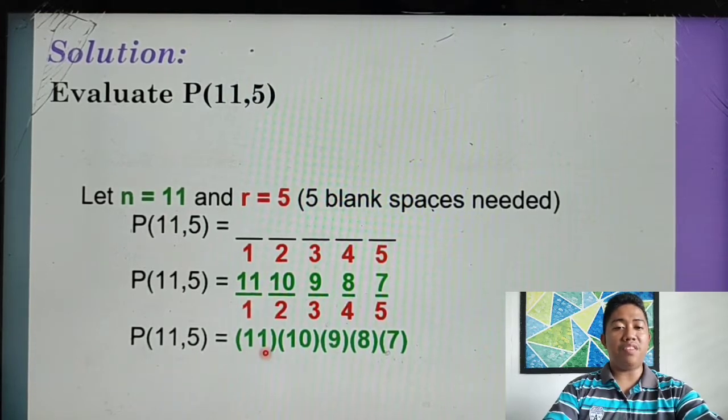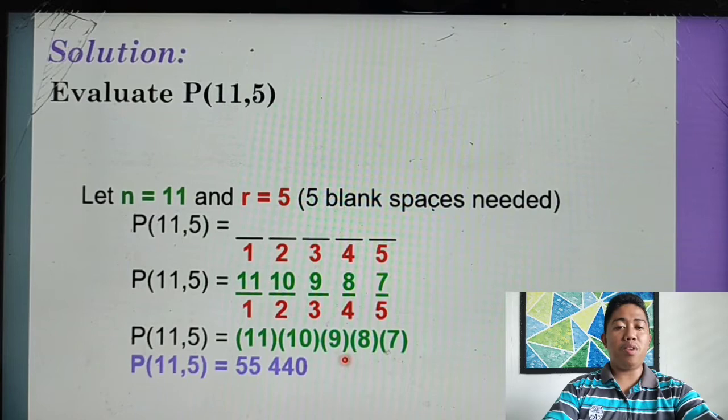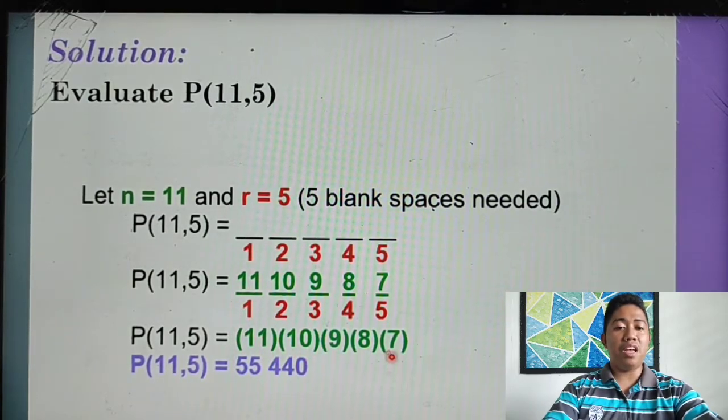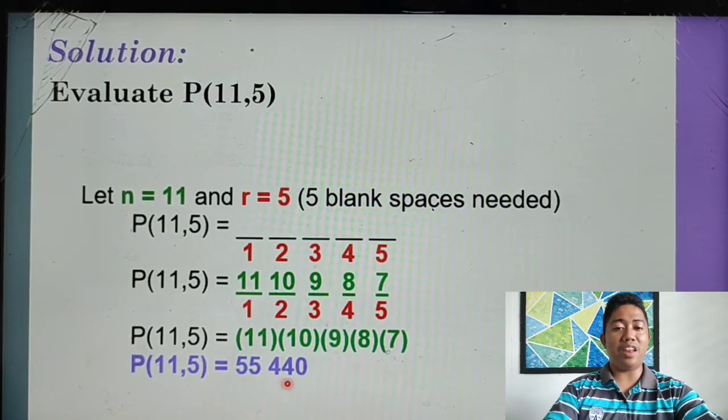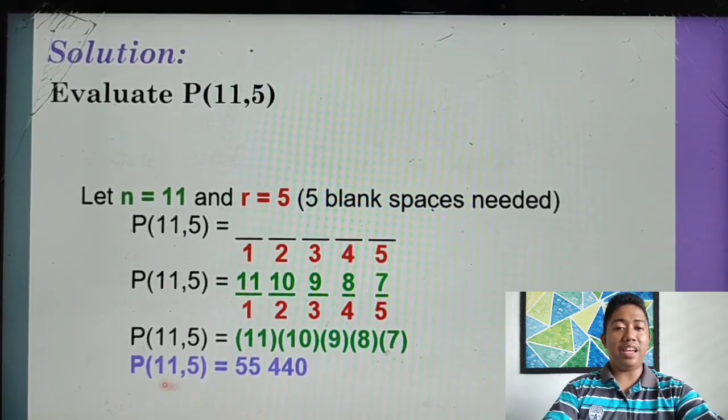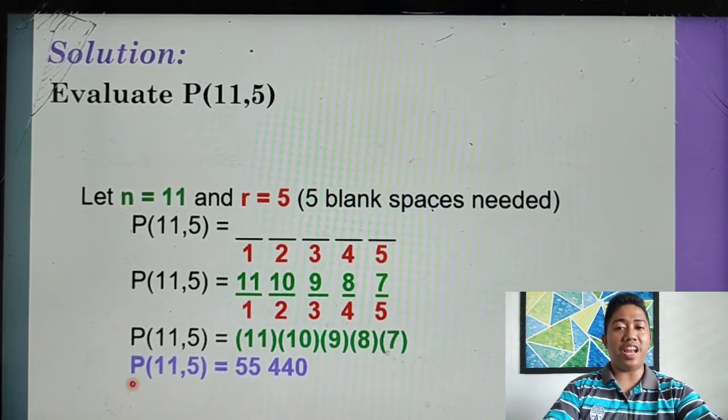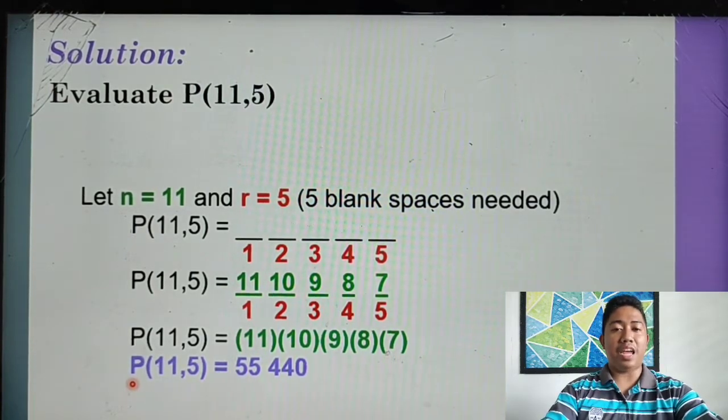So we have 11 times 10 times 9 times 8 times 7. And we evaluate the 5 numbers which get the product, which is 55,440. And that is our final answer. So that is the value of permutation of 11 taken 5 at a time.